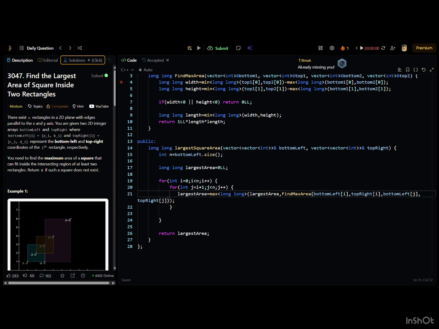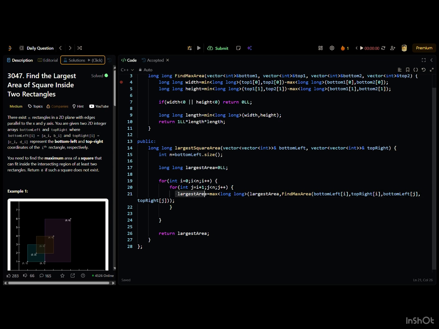So basically, we have n, which is the size of the vector that we have been given. We take another variable, largest area, which is going to store the maximum square area that we encounter over the problem. And then we use two for loops. One for loop runs from 0 to n, and another runs from i plus 1 to n. So this is going to cover all the pairs of rectangles that we come across. Then we store the largest area in this variable using the max function.